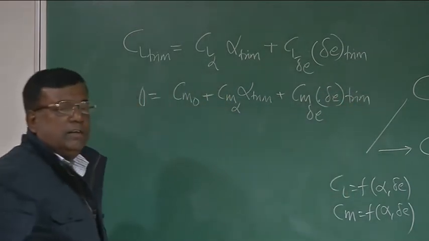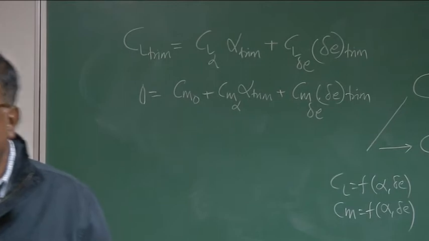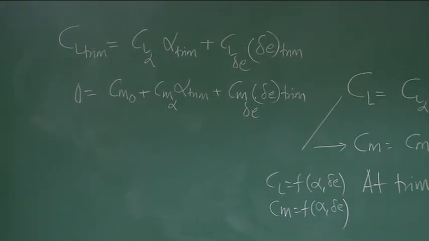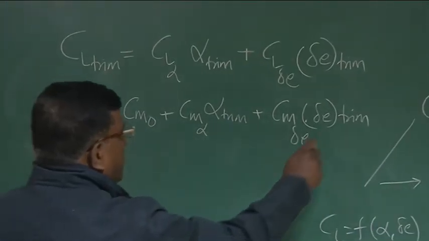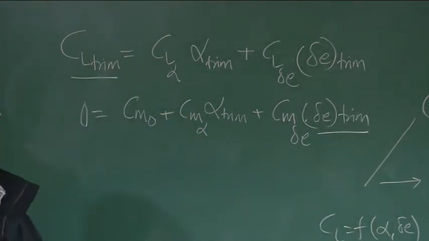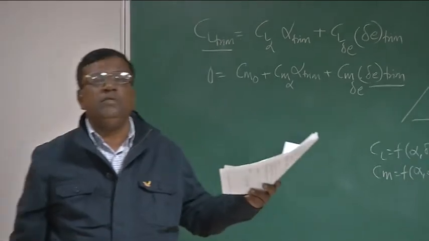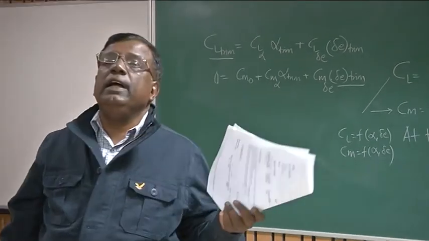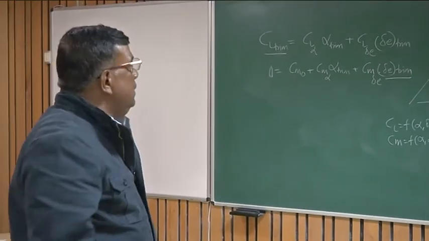What is our aim? Let's not get lost in all these equations. What is our aim? We want to find out the relationship between delta E trim and Cl trim, so that if I want to trim at this particular Cl trim, I can know what is the delta E trim or delta E required, right?